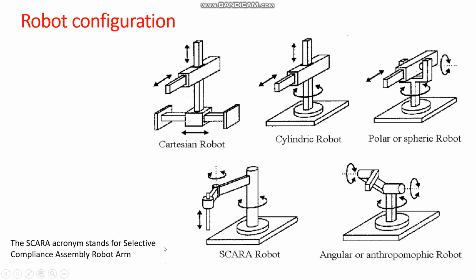Coming to SCARA robot, it is widely used for assembly purpose. Here, two rotary movement, one linear movement will be there. With respect to base, it will rotate. And here you have another link, it will rotate like this, and up and down movement also provided.